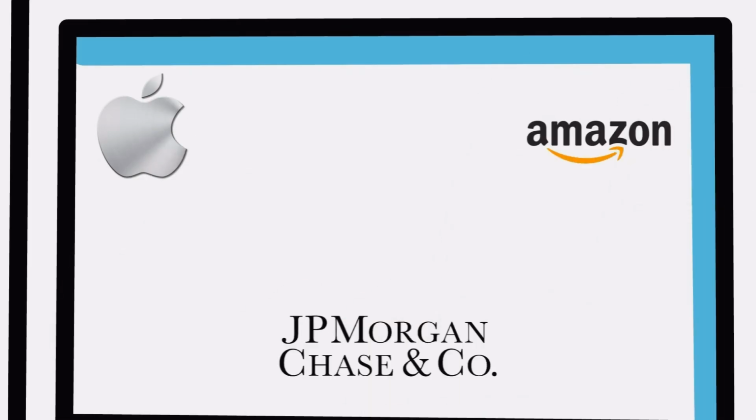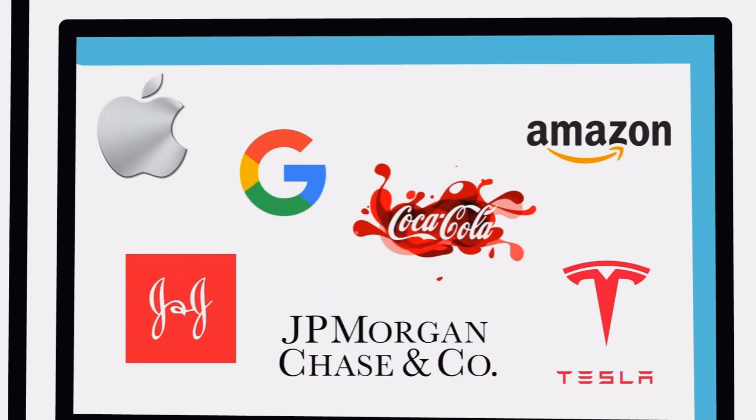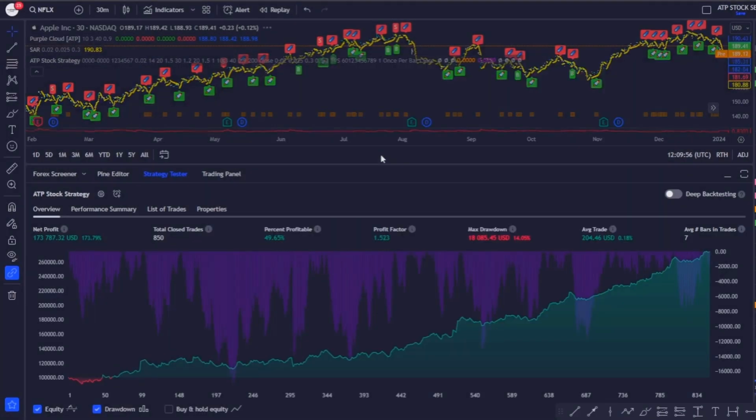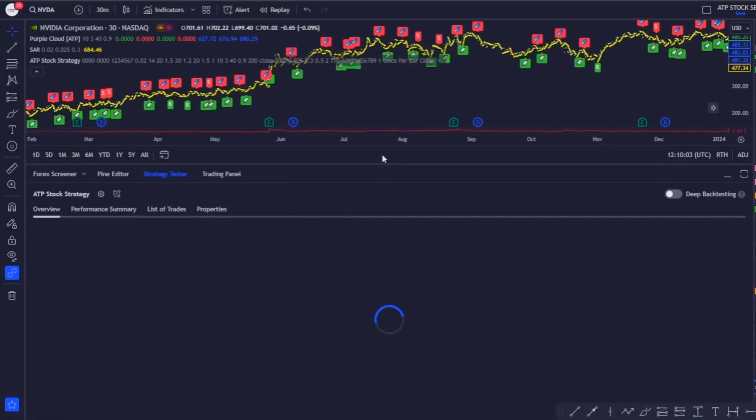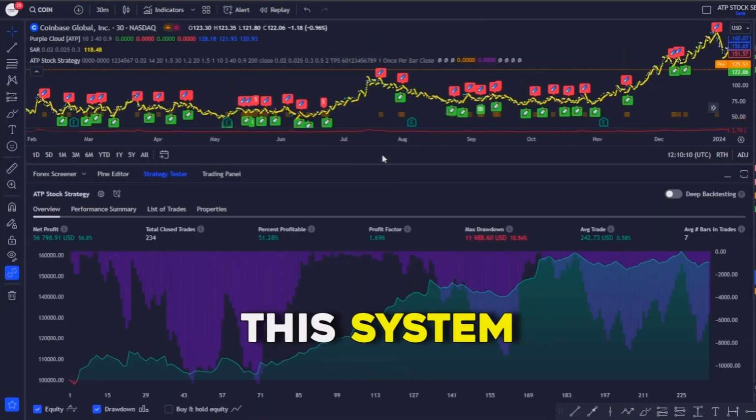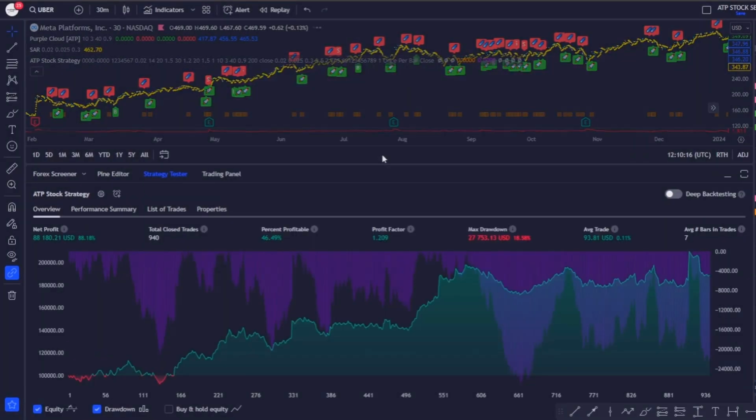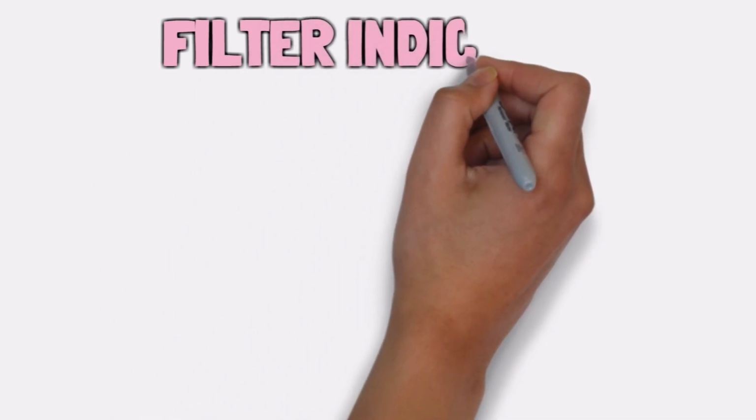The asset sample being used to create this system is this one, but we can easily check other stocks and find out that the results are pretty good in all of them, which proves that this system is robust and profitable. But in order to improve it even more, today we will test and select the filter indicator for this trading strategy.